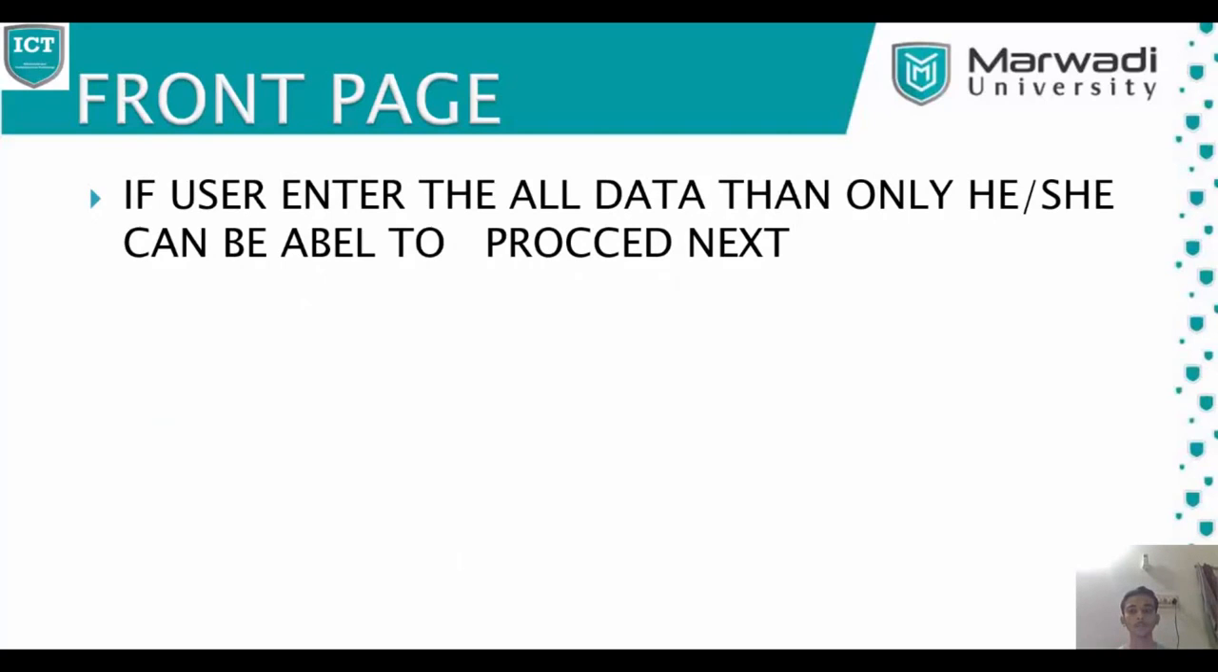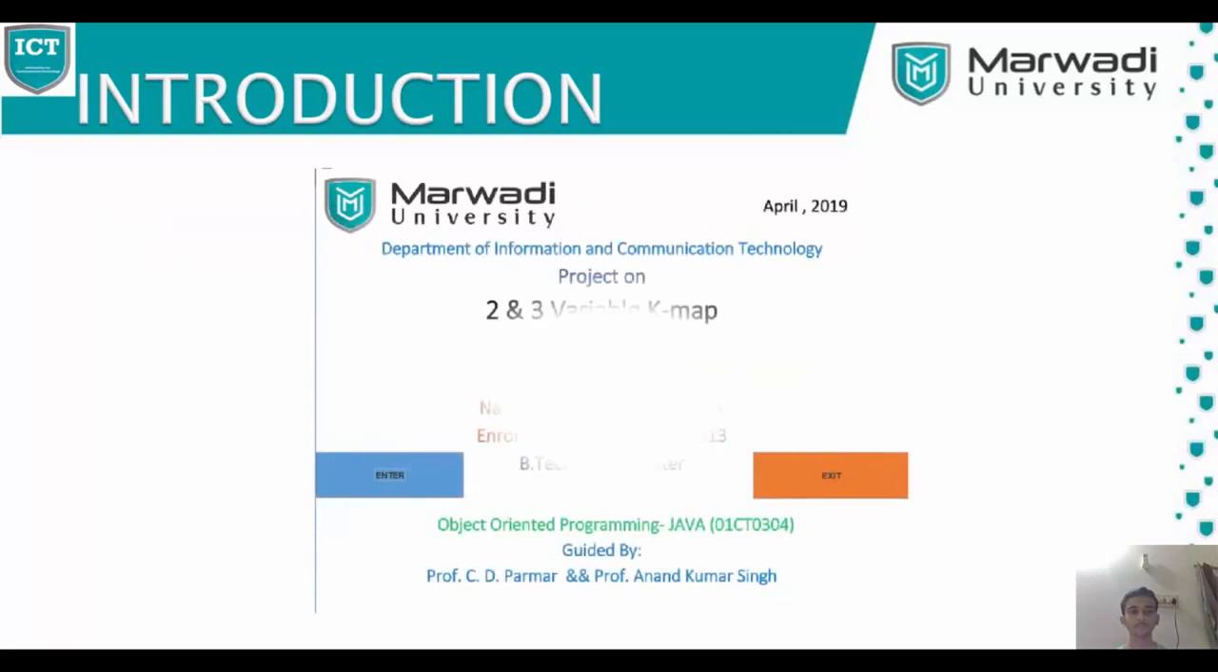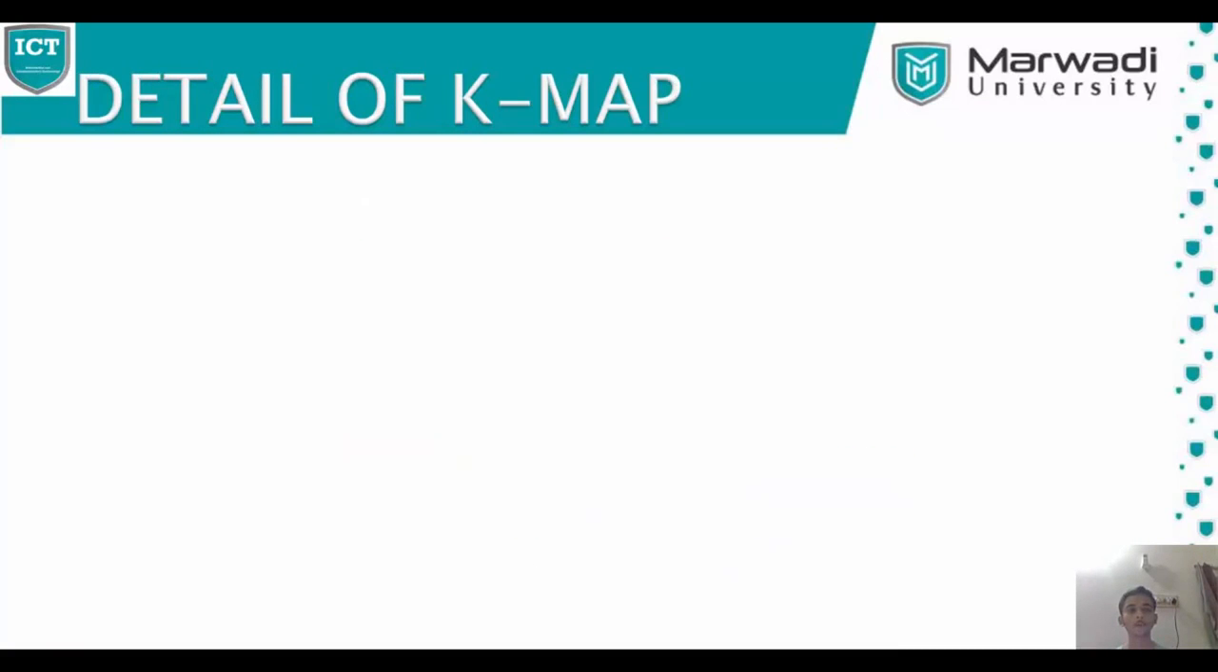Now we are going to see some important pages about my project. Here is the first page where the user has to enter all the data, and only then is he or she able to proceed to the next. This is the example of the first page. Next is the introductory page. Next is the detail of K-map. Next page is about the detail of K-map.